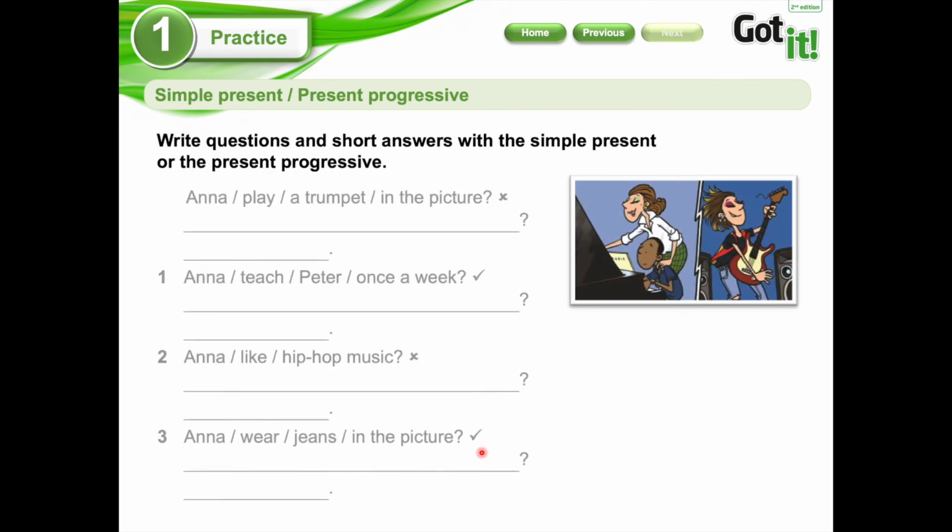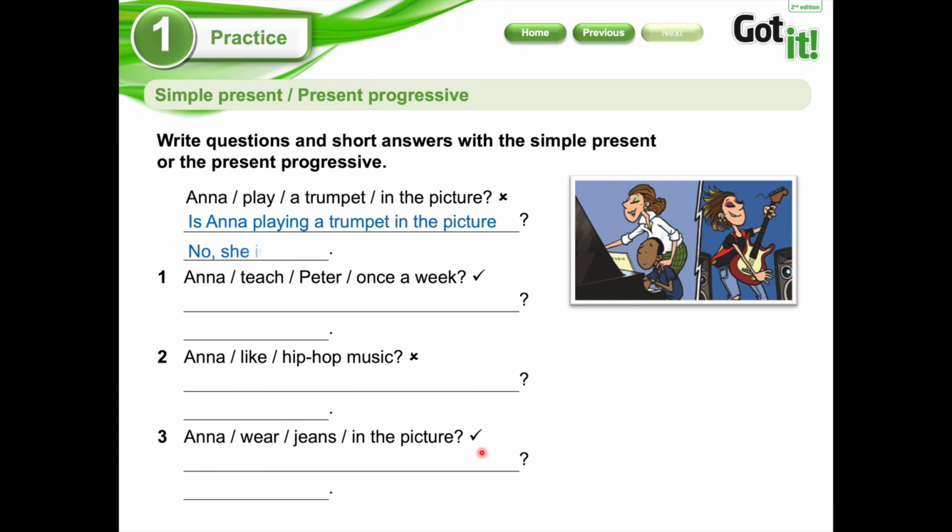Write questions and short answers with a simple present or present progressive. Anna play a trumpet in the picture. So I make the question, is Anna playing a trumpet in the picture? I pay attention to the picture that is here. You have drums? No. So the answer is no, she isn't.